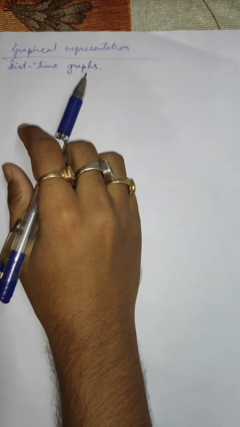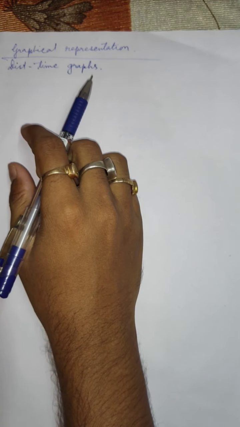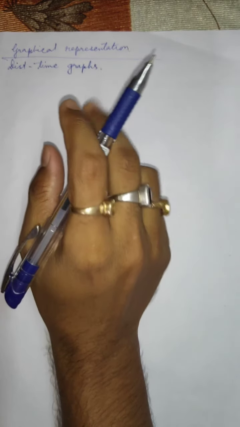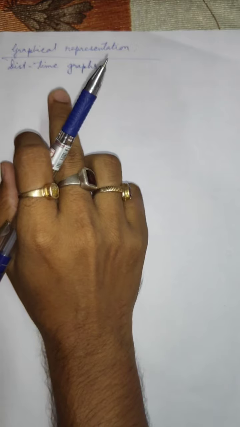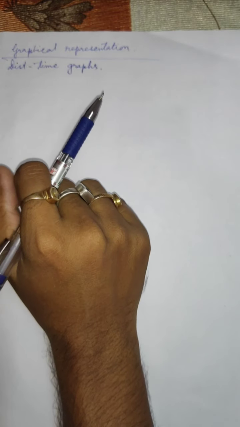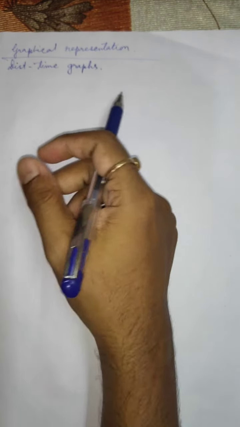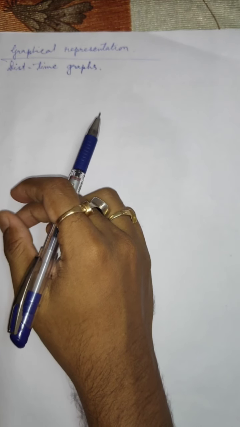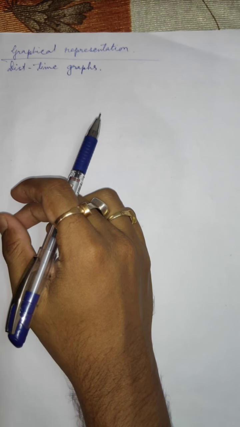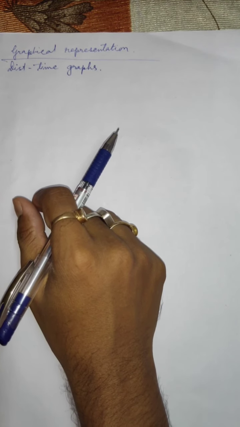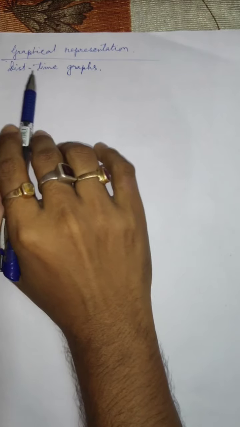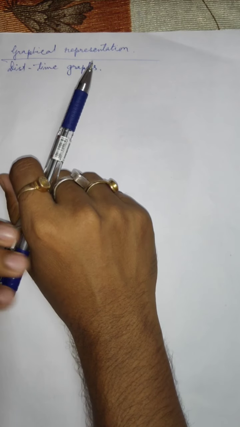Hello students, in this video we shall discuss chapter 8, that is motion, of class 9 science. Now in this session we shall discuss the graphical representation. In graphical representation of motion there are two types of representation. One is distance time graphs, another is velocity time graphs. So let's start with the first, distance time graphs.